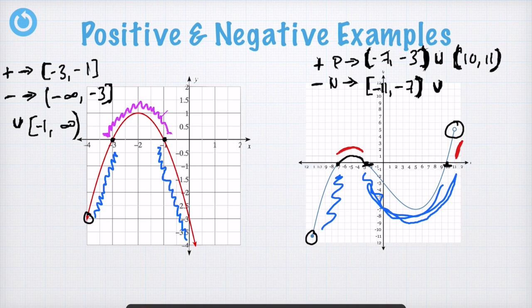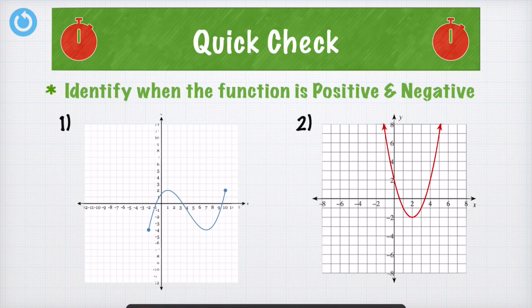So we're going from where we stopped being positive, which was at -3. And then where did we stop being negative or start being positive again? That was at 10. And that's how you would do it. So now go ahead and do your quick check and identify which of these functions, where on the function it is positive and where it is negative.